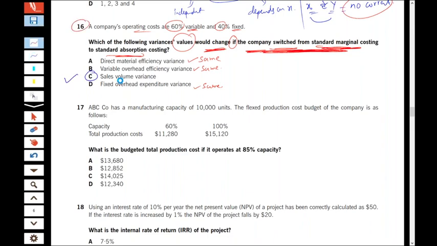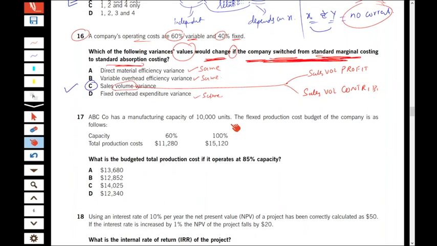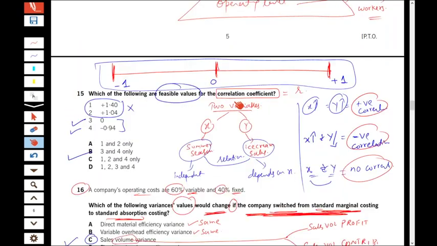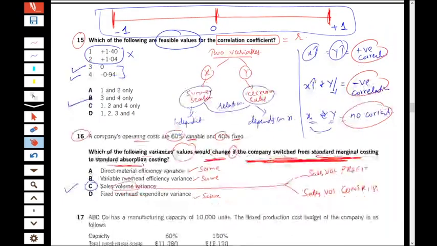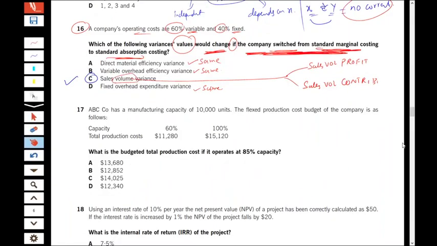I'm also explaining this. This is the sales volume variance. Why? In the sales volume variance, there are different variances. Remember, it's the sales volume profit variance and the sales volume contribution variance. So definitely these values will change, and the rest of the values would remain the same because nothing has to be changed on those values. So this is my option C.